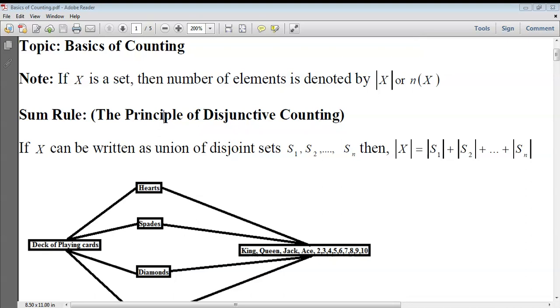Now let us see about a pack of cards. A pack of cards can be divided into four types: hearts, spades, diamonds, and the last one clubs. And in each category there will be 13 cards, namely king, queen, jack, ace, and numbers from 2 to 10.